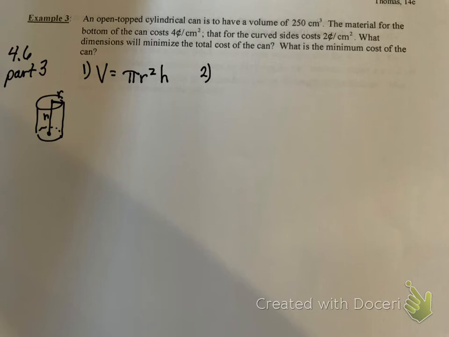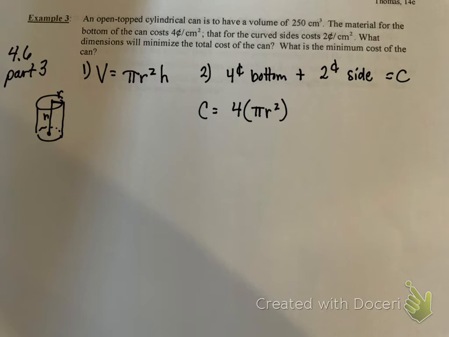Okay, so I know I have 4 cents. That's the cost of the bottom of the open top cylindrical can. And I also know that 2 cents will take care of the side. So basically I have to add these together, and that will give me the total cost of the can. So let's deal with this. C equals, the bottom of the can is 4 cents, so let's keep everything in cents. Let's leave that as 4. And the area of the bottom of the can is a circle. So the area of a circle is pi r squared. And once again, I'm using area because in the problem, it said 4 cents per centimeter squared.